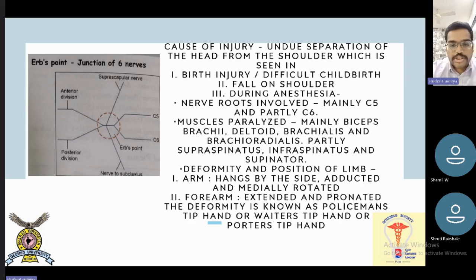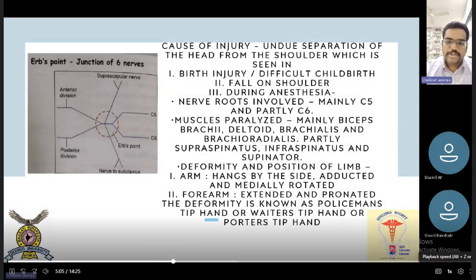So with shoulder dystocia and prolonged difficult labor, you are likely to suspect brachial plexus injury, and therefore as an obstetrician, when you are delivering this woman, you have to make sure that you are taking care. So there are certain maneuvers in place which are there for shoulder dystocia.